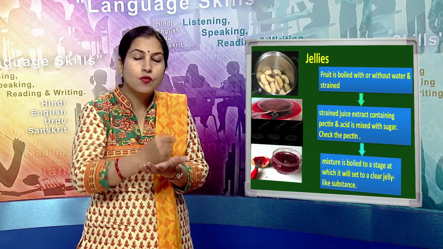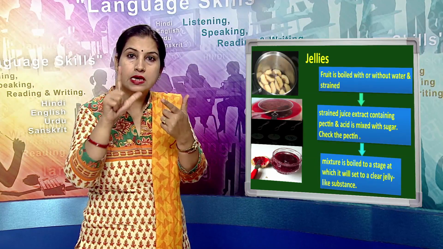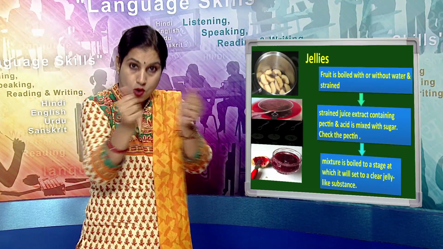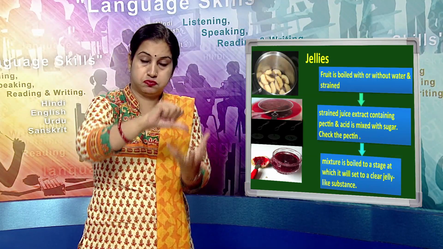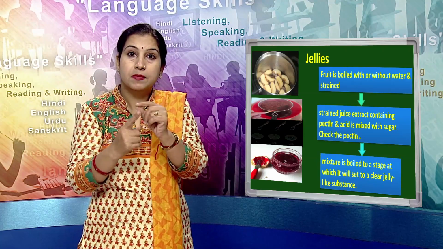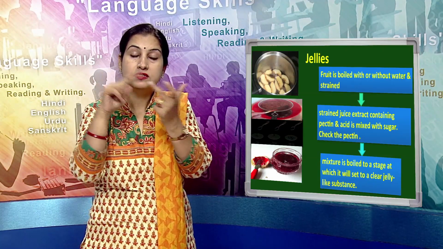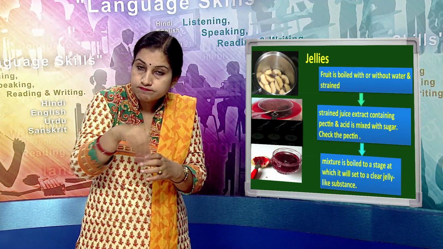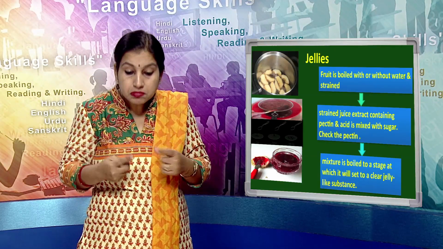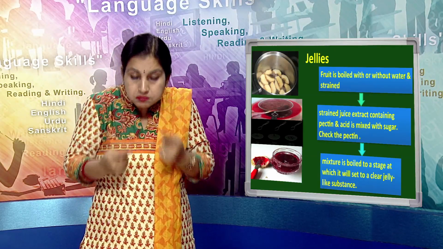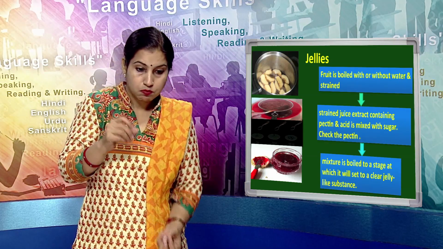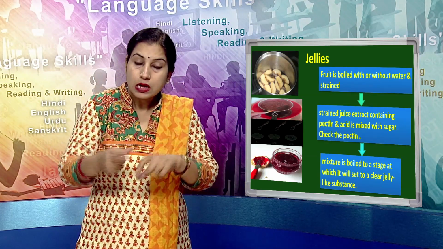Now let's understand how we make jellies. Fruit is boiled with or without water and strained. Then strained juice extracts containing pectin and acid is mixed with sugar. You can check the pectin. Mixture is boiled to a stage at which it will set to a clear jelly-like substance.